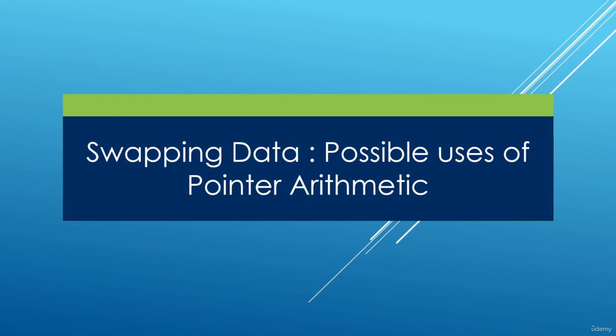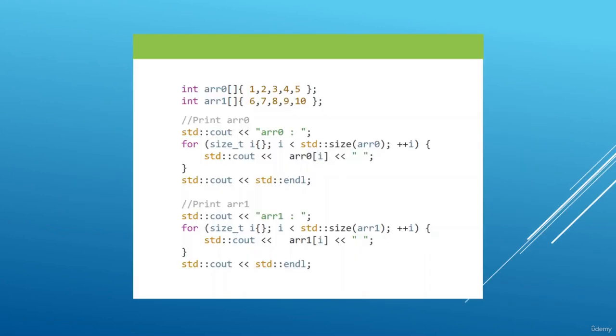In this lecture, we're going to see a small example of how pointer arithmetic can be used to target stuff that we want to manipulate in our arrays. What we're going to be using is the example we've done before where we were swapping array data. This is how our arrays were set up, and here is the code that was printing our array data.